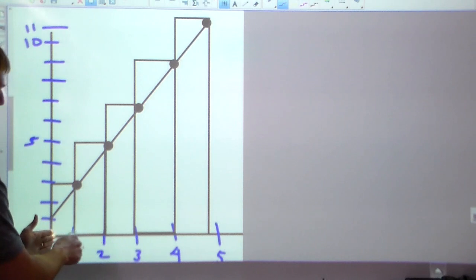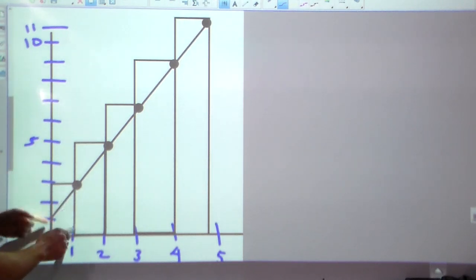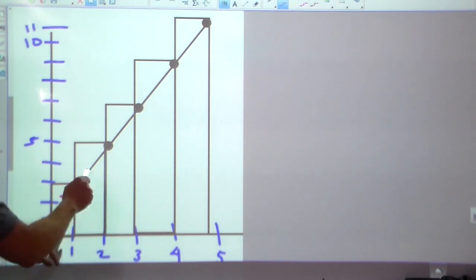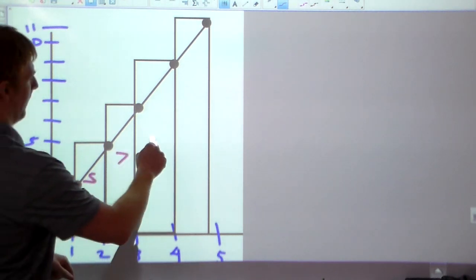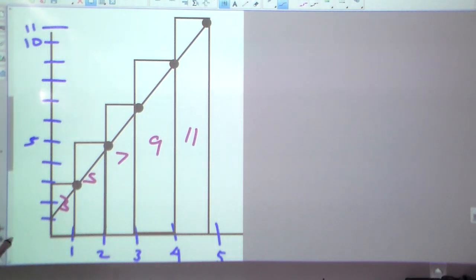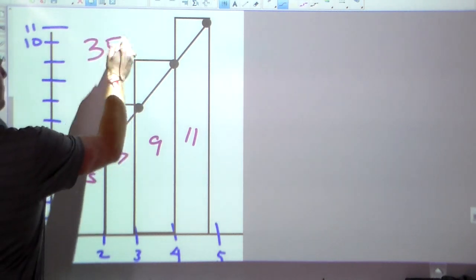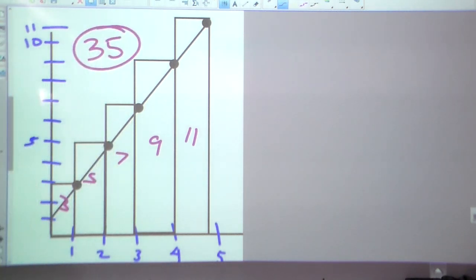Each one's 1 unit wide. We can just use their height to figure out their area. So that's 1 by 3, that's 3. 1 by 5, 1 by 7, 1 by 9, 1 by 11. And those terms probably look pretty familiar. We're going to come back in a second and talk about why they should look so familiar, but they're going to add up to 35.